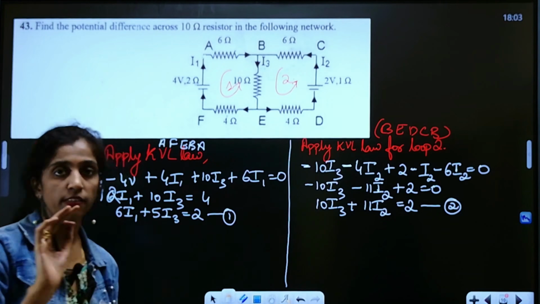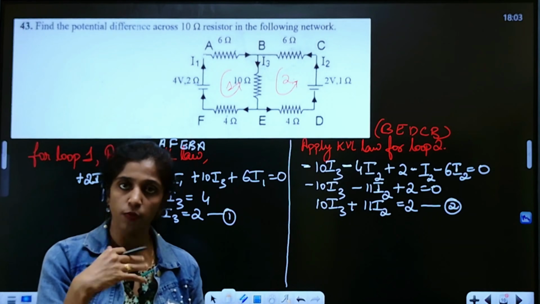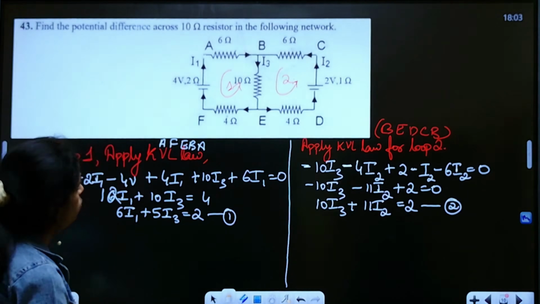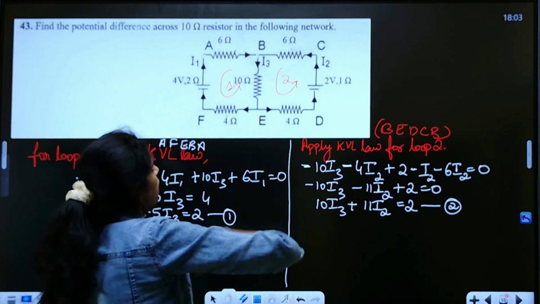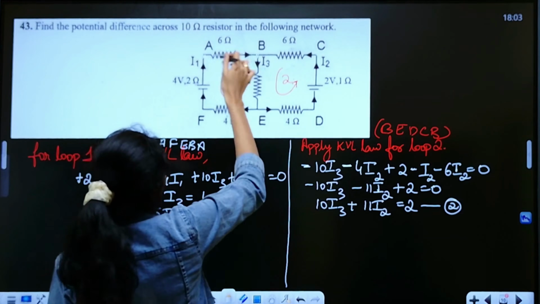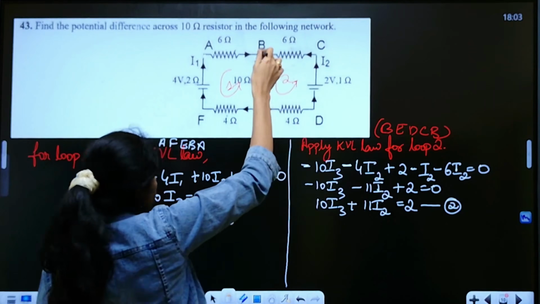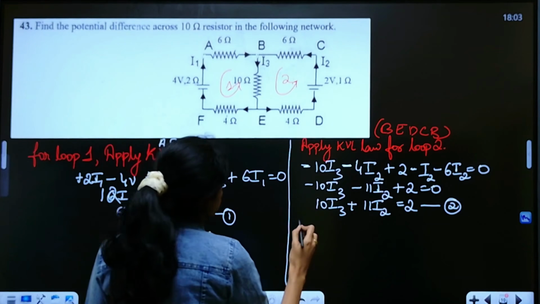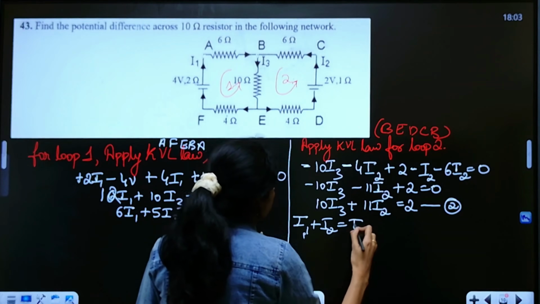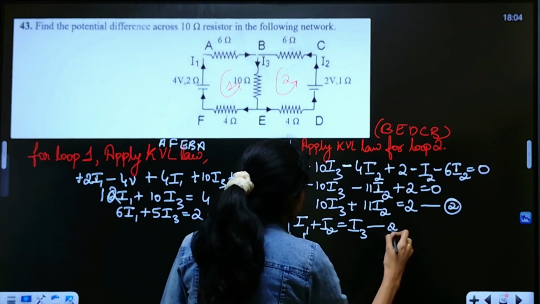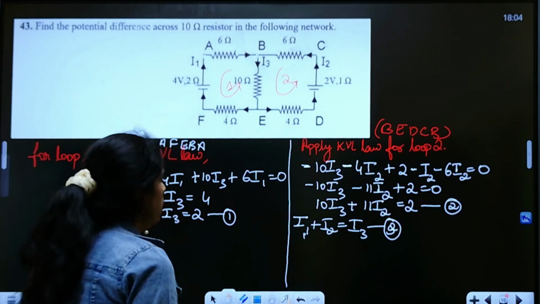So now just like this, you apply Kirchhoff's voltage law for both loop 1 as well as loop 2. And now let me apply Kirchhoff's law at this junction B, guys. At the junction B, you can see here I1 is entering the junction, I2 is entering the junction, whereas I3 is leaving the junction, right? So let me take this as I1 plus I2 equals I3. Take this as equation number 3.